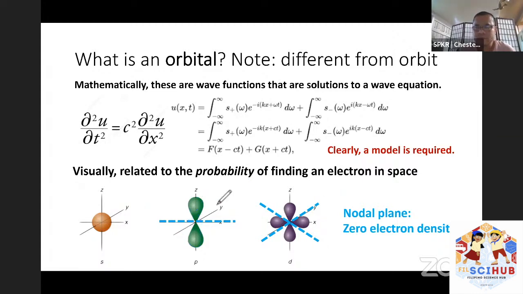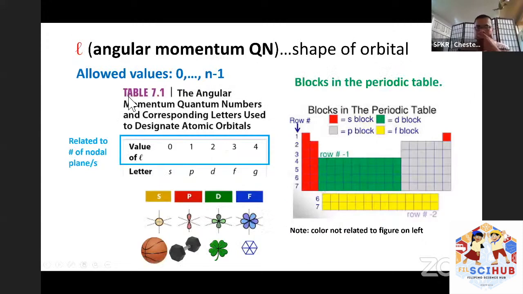Okay. So the next quantum number is going to be L. So L is actually called the angular momentum quantum number, and the angular momentum quantum number will tell you the shape of the orbital. Now, yung N, kung maalala nyo kanina, yung N is actually the principal quantum number.